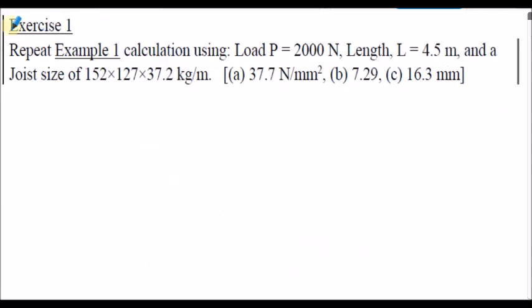I'll leave you with exercise 1. Exercise 1 is basically a repeat of example 1, but with different numerical values. This time the load P is 2000 newtons, the length of the cantilever beam is 4.5 meters, and the joist size from our table is now a 152 by 127 by 37.2 kilograms per meter. Answers are shown in the bracket for the maximum stress, for the factor of safety, and for the free end deflection.